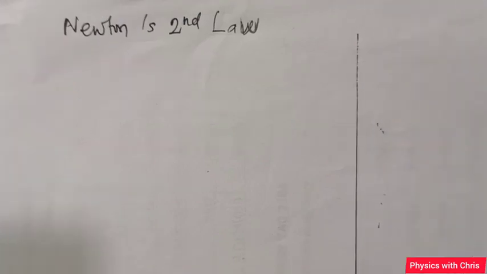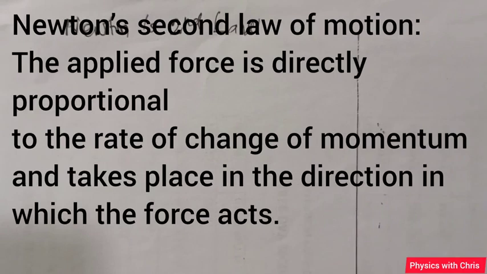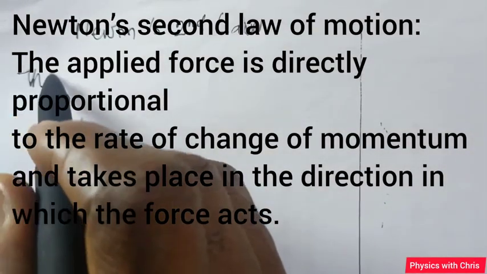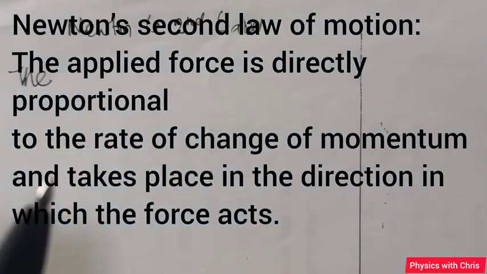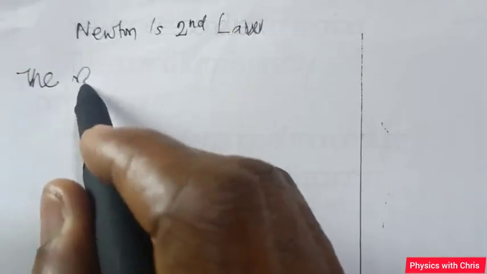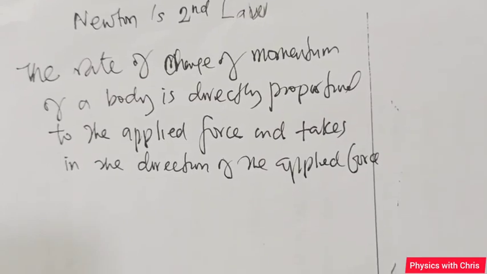Now look at Newton's second law of motion. Newton's second law of motion states that the applied force F is directly proportional to the rate of change of momentum and takes place in the direction in which the force acts. That is, Newton's second law by extension means that the rate of change of the momentum of a body is directly proportional to the applied force, and it takes place in the direction in which the force acts. That's Newton's second law of motion.